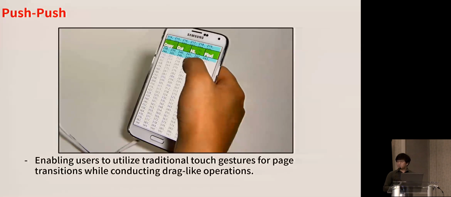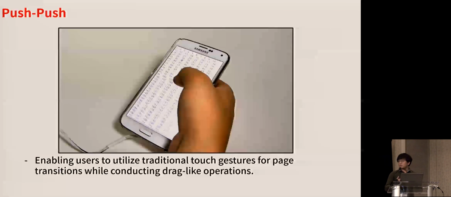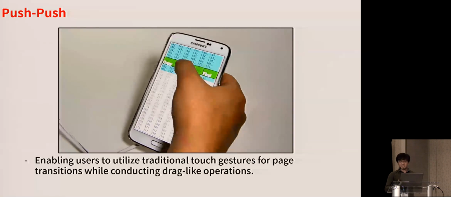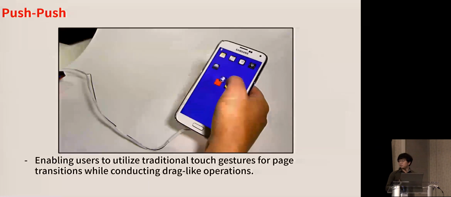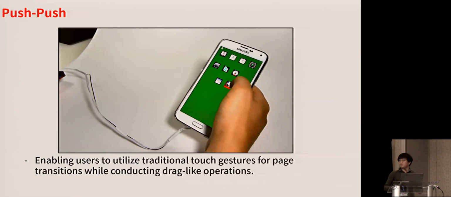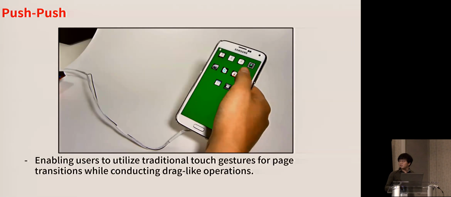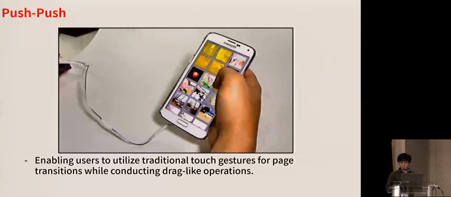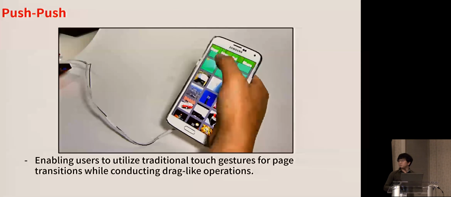So in this paper, I proposed a new direct-line operation named push-push. As I mentioned, it enables users to conduct page transition operations while conducting a primary task. In the following slides, I will describe the design of push-push and discuss the results of the user experiment.